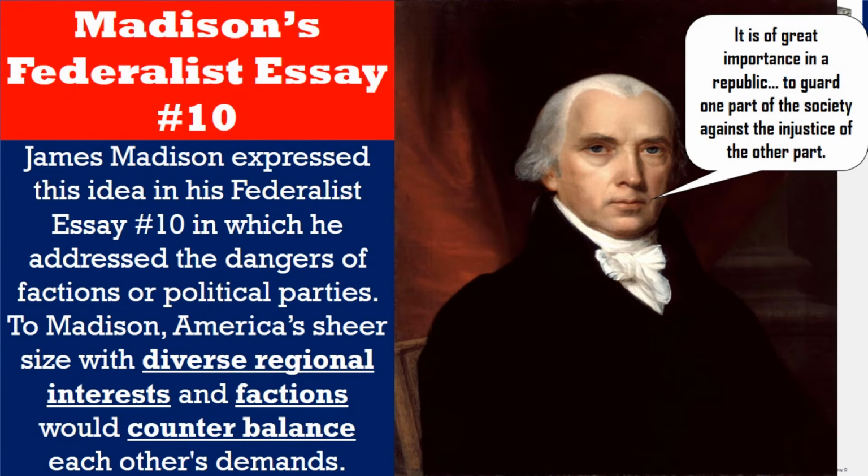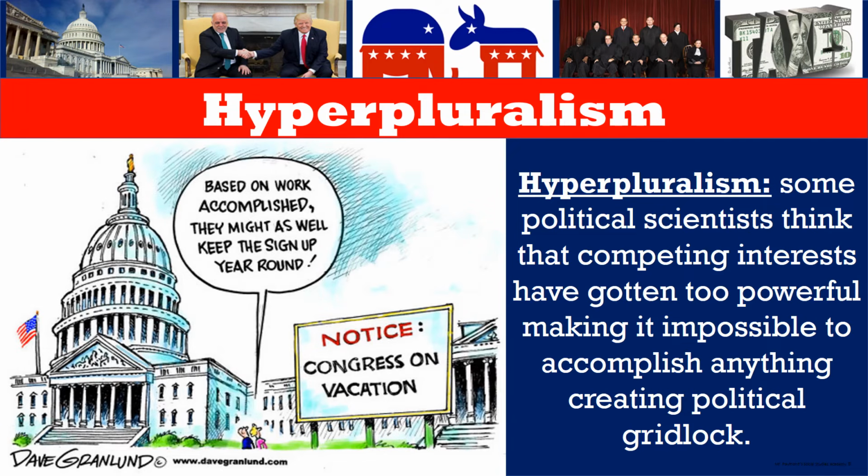James Madison expressed this idea in his Federalist Essay number 10, in which he addressed the dangers of factions and political parties. To Madison, America's sheer size with diverse regional interests and factions would counterbalance each other's demands. However, some political theorists think that competing interests have gotten too powerful, making it impossible to accomplish anything. And this is called hyperpluralism, and it creates what is known as political gridlock, something Washington has been especially accused of recently.